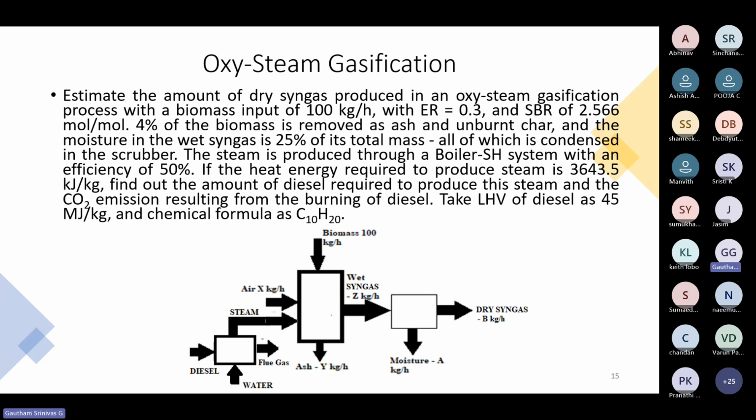How do you find how much oxygen is going in? We have the ER, which is 0.3. And we have the biomass input, and the molar mass of biomass is 23 kg per kilomole. Don't go into the details, I just need to know the steps. So we'll find the molar mass of both biomass and oxygen.